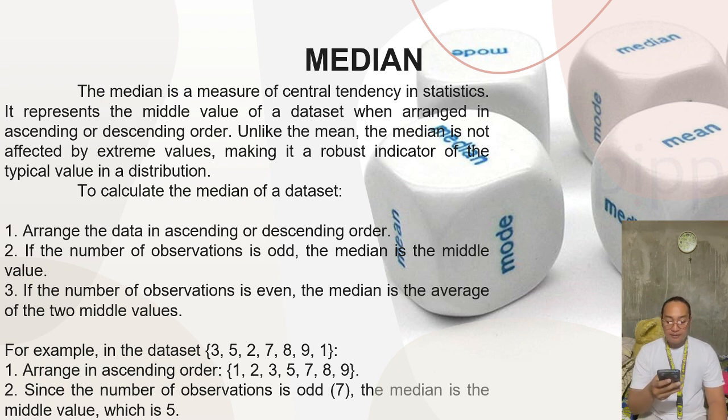For example, in the dataset 3, 5, 2, 7, 8, 9, 1. Number 1, arrange in ascending order: 1, 2, 3, 5, 7, 8, 9. And number 2, since the number of observations is odd, 7, the median is the middle value, which is 5.